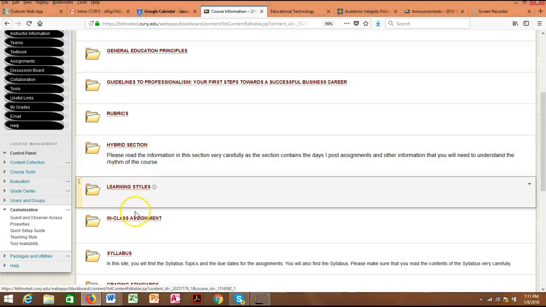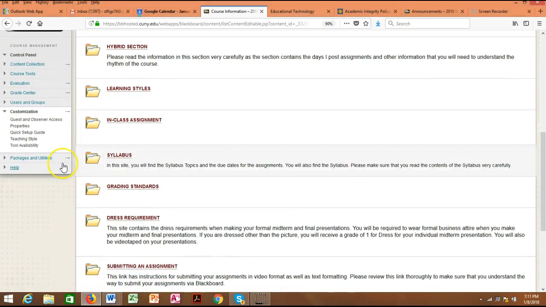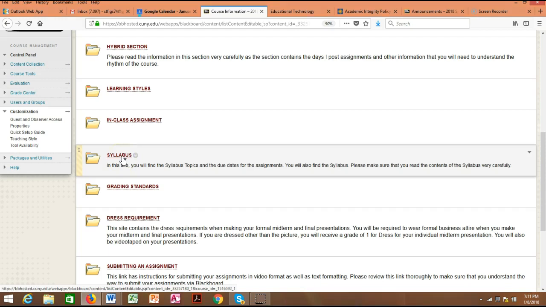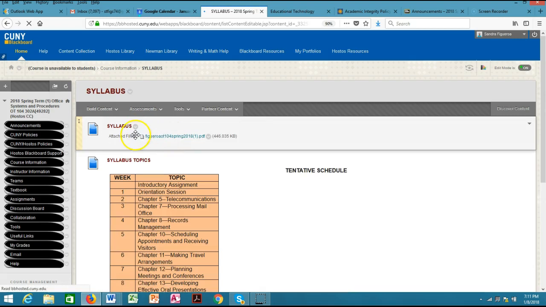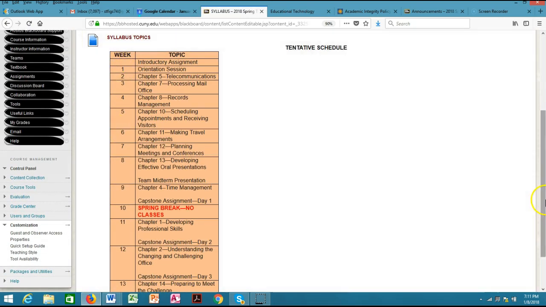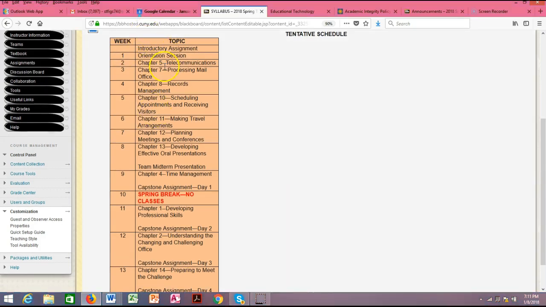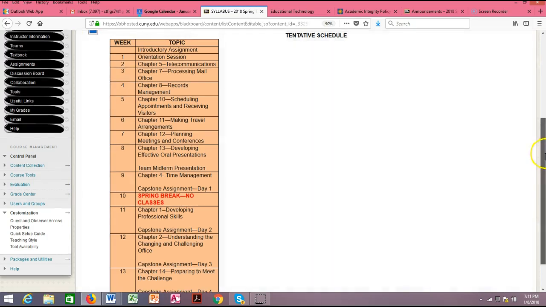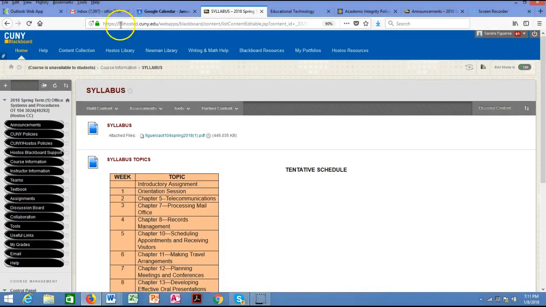Your learning styles are different. In-class assignment, make sure you read through. Just because I am not going through this does not mean that you don't read it. All right, the syllabus, what is this course all about? So if you take a look at the syllabus, you have all of what a typical syllabus is, and also I've given you a tentative schedule of the topics. Notice that we're starting with Chapter 5. So we're starting with skills. We're not starting with a general discussion. We're starting with very specific skills. All right. Let's go back over to course information.